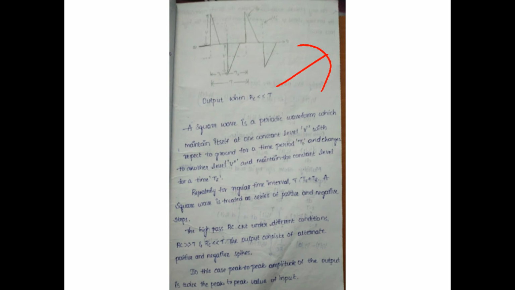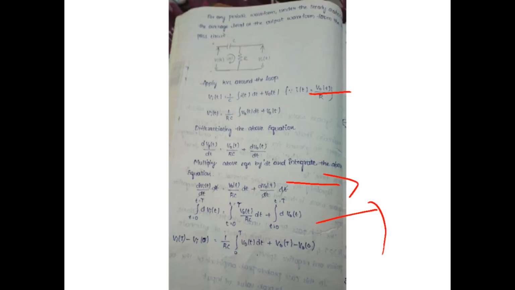Let us calculate the response of the high pass filter. For the high pass filter, we are applying KVL to the input side. Vi(t) is equal to 1 by C integral i(t) dt plus Vo(t). i(t) is equal to VR(t) by R. That is, i(t) is equal to 1 by RC integral Vo(t) dt plus Vo(t).